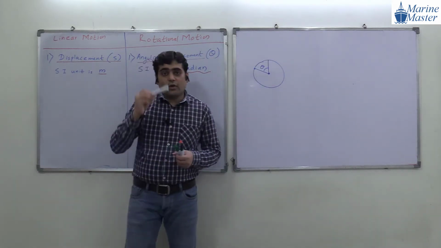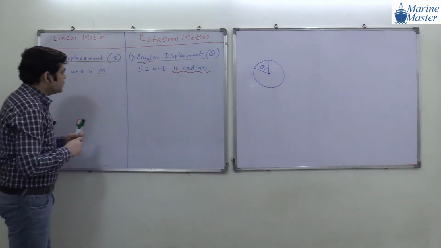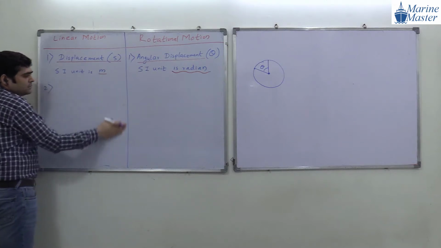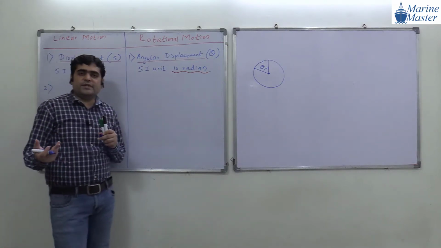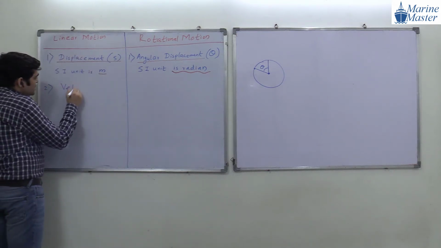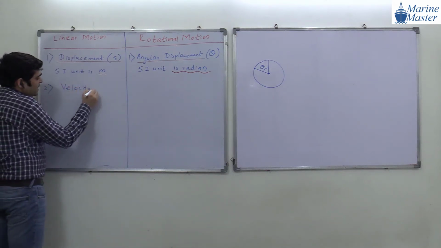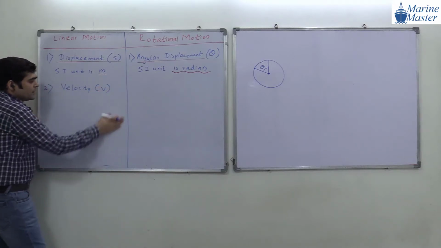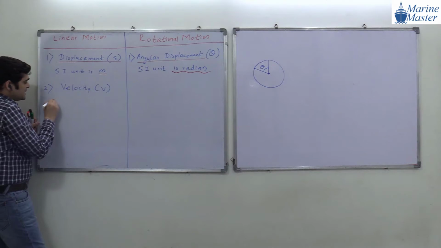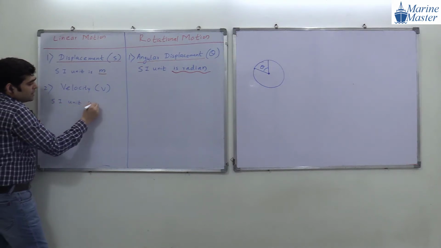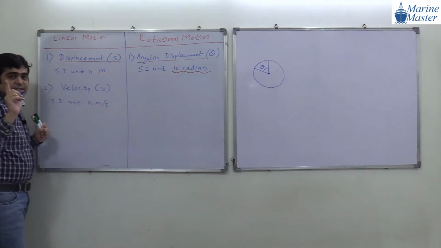Now the second point: what is the second point we studied in linear motion? Velocity. Velocity is denoted by small v. The SI unit of velocity is meter per second.